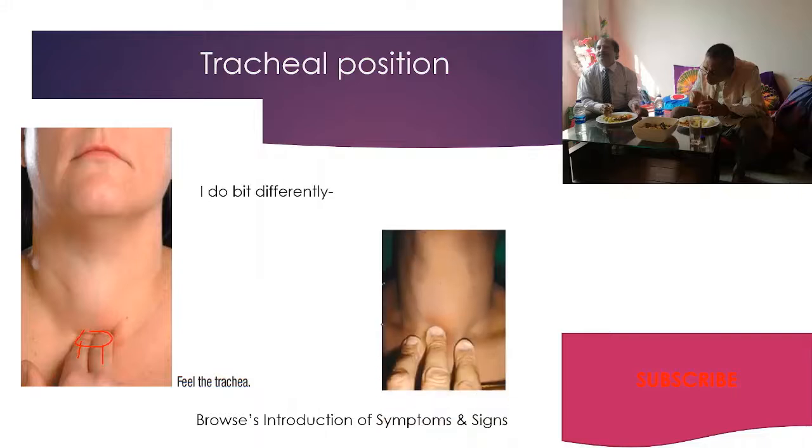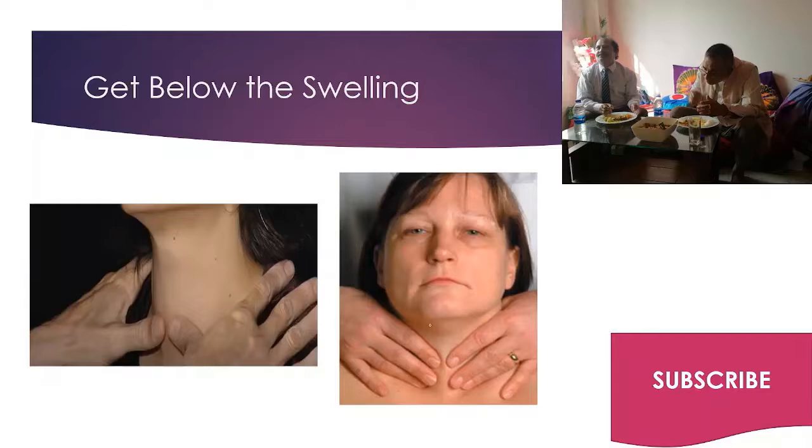We are taught to place our right index finger over the right sternoclavicular joint and our right ring finger over the left sternoclavicular joint, and we assess the tracheal position by using our middle finger. We place the middle finger in between and gently assess whether the trachea is centrally placed or not by gently pressing over the suprasternal notch. Clear, I think? Okay. After that you need to assess for get below the swelling.